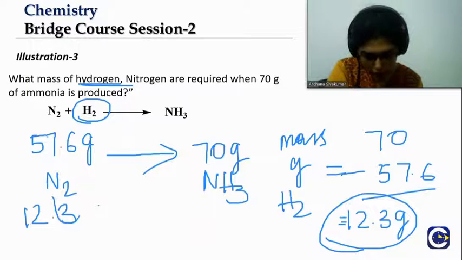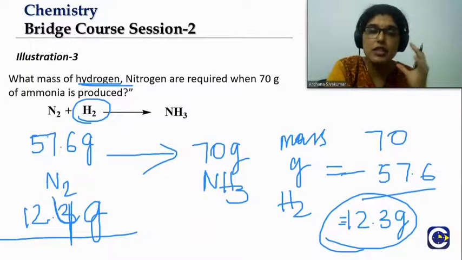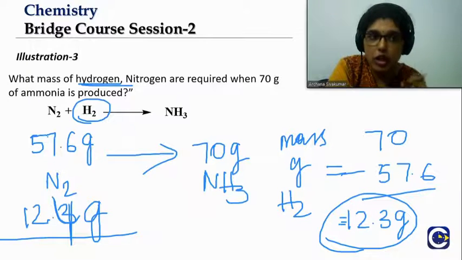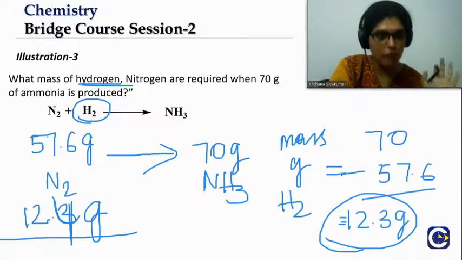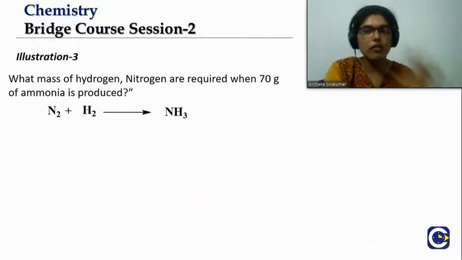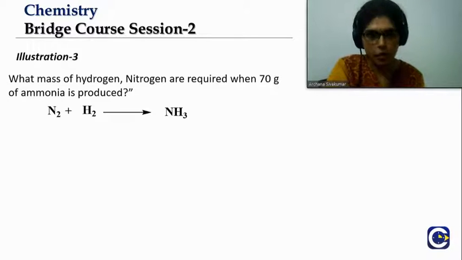Approximately 12.4 grams of hydrogen and 57.6 grams of nitrogen, together when they react, will give exactly 70 grams of ammonia. So this is what we find out when we are doing this stoichiometric analysis.